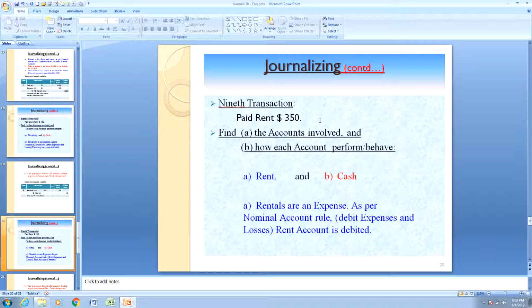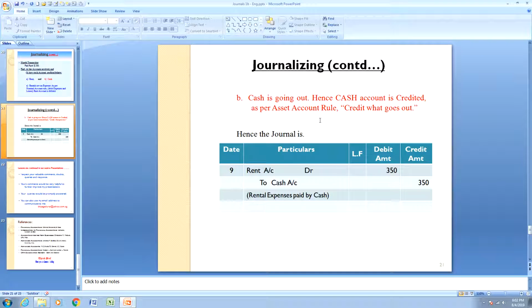Ninth transaction, paid rent $350. The accounts involved are rent account and cash account. Rentals are an expense. As per nominal account rule, debit expenses and losses, rent account is debited. Cash is going out, hence cash account is credited. As per asset account rule, credit what goes out. So the journal would be rent account debtor $350 to cash account $350.